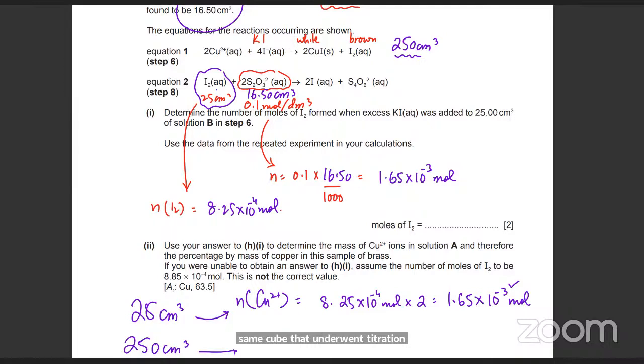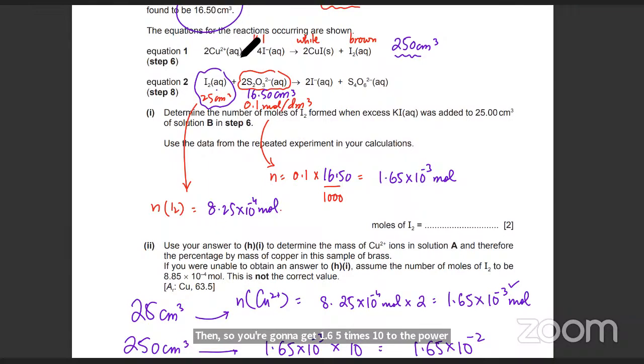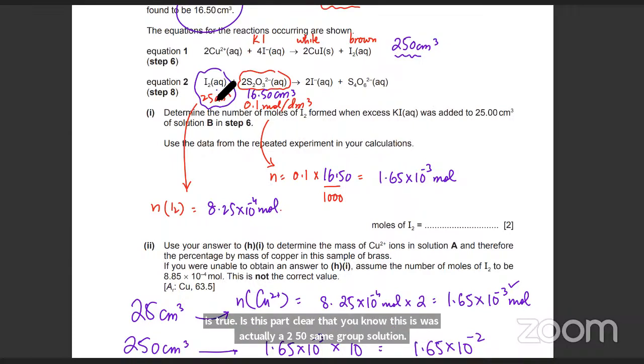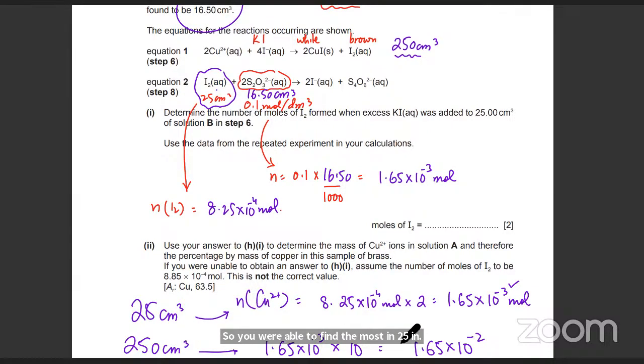So how many moles would there be in 250 cm3? That's going to be 10 times more. So it's going to be 1.65 times 10 to the power minus 3 multiplied by 10. So you're going to get 1.65 times 10 to the power minus 2. Is this part clear that your original solution was actually a 250 cm3 solution? You were able to find the moles in 25 cm3, but the original one was 250 cm3, so you multiplied it by 10. Is this part clear? Yes.